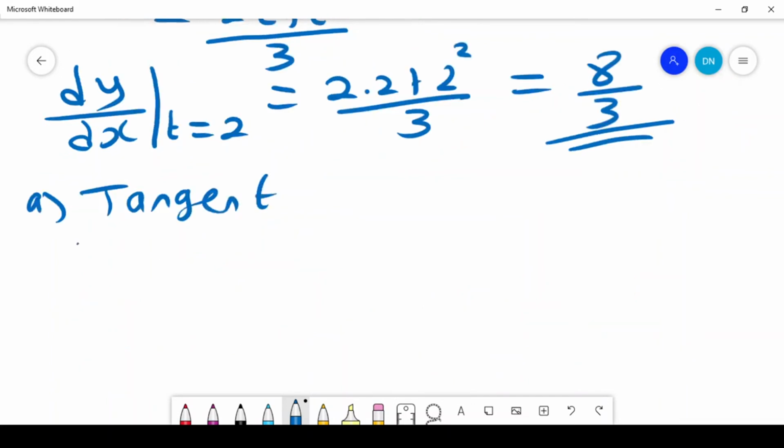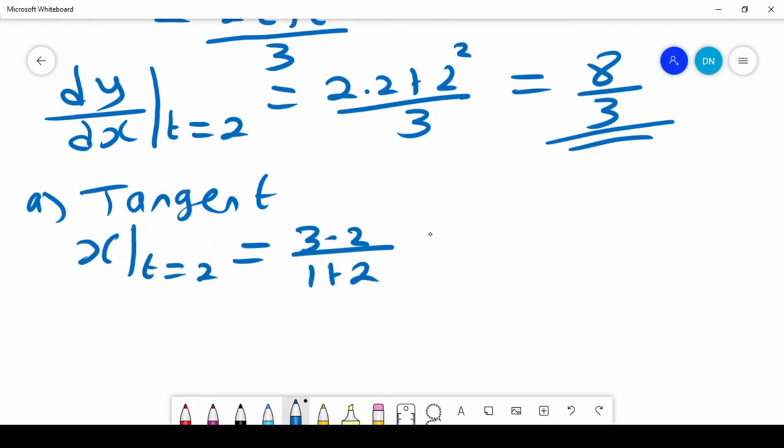First of all, I need to find the value of x when t is equal to 2. That takes me to the equation of x, which is 3 times 2 all over 1 plus 2, which gives me the answer 2. And then I look for the value of y at t is equal to 2.